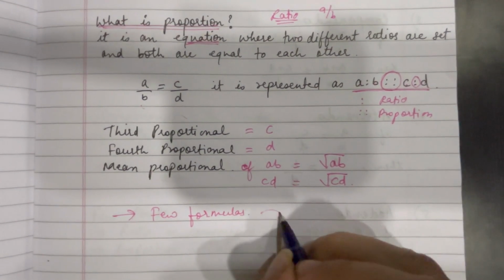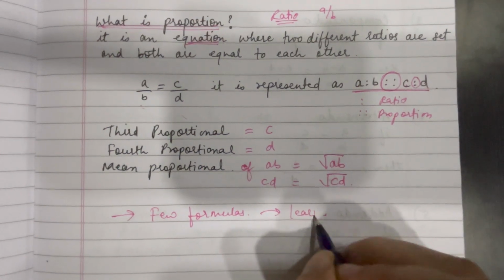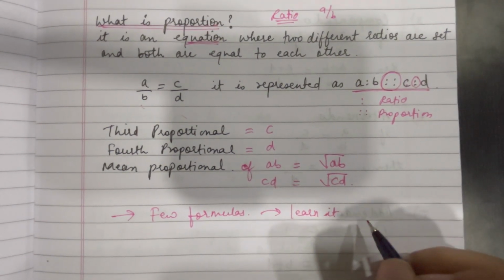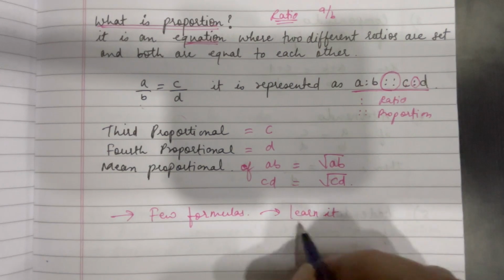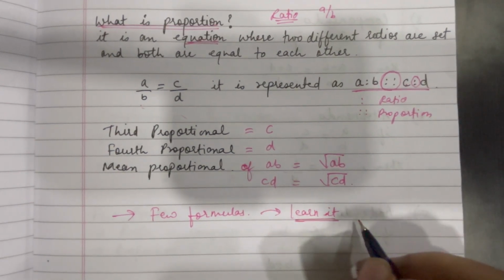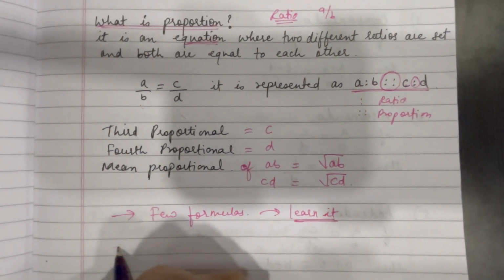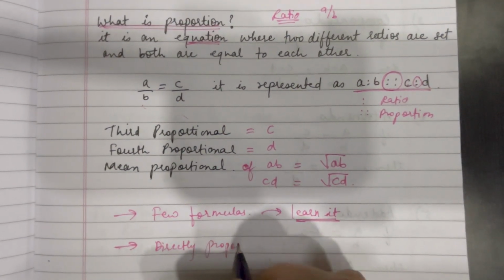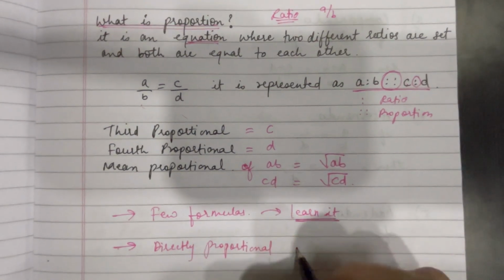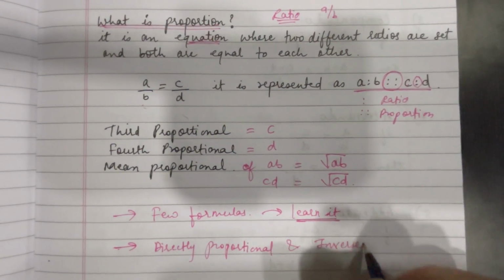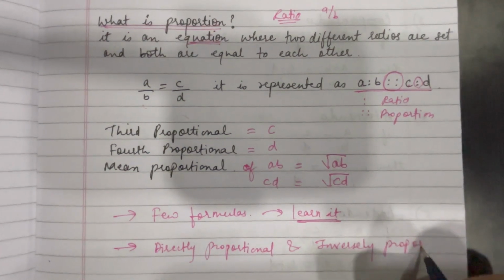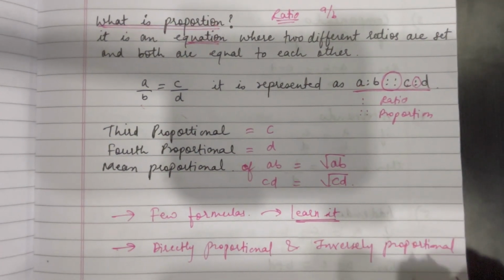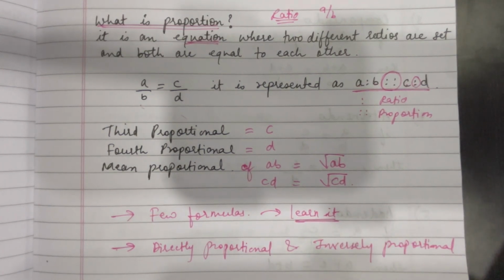So you need to just basically learn it, because there are questions based on it in CAT. So you need to be very, very thorough with the formulas which we will be discussing further. And there is one more small concept of directly proportional and inversely proportional. So these are a few things that we will study going forward, and there will obviously be a few basic questions that we will solve.